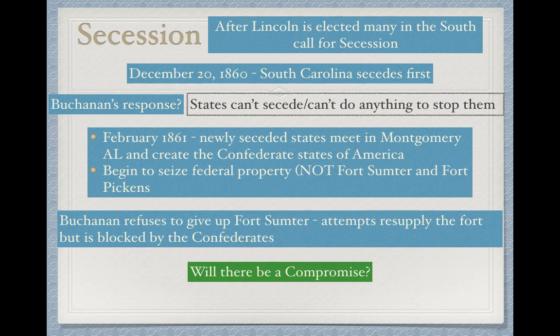On December 20th of 1860, that's it, South Carolina is gone. Buchanan is still president. Remember, Lincoln is president-elect. So what does Buchanan do? Well, he says states can't secede, but if they do, the federal government is powerless to stop them.